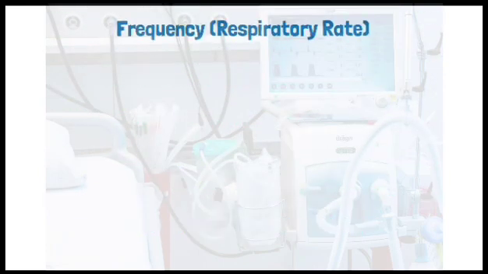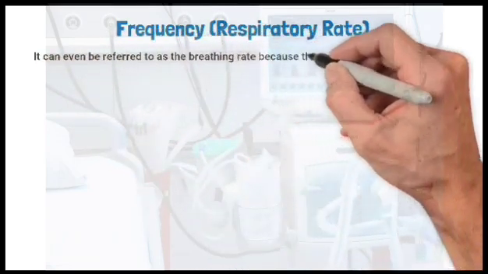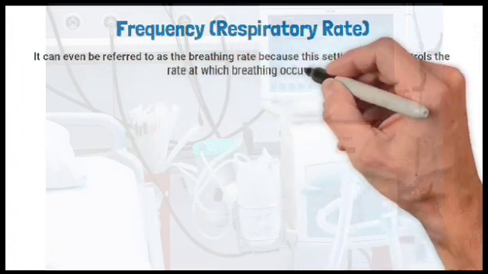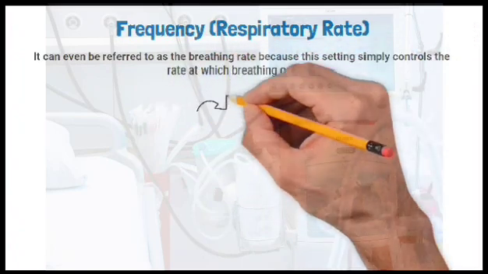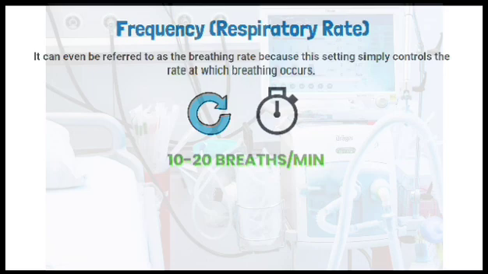Next, let's talk about the frequency, which is just the technical term for respiratory rate. Or it can even be referred to as the breathing rate because this setting simply controls the rate at which breathing occurs. It typically refers to the number of breaths that are taken per minute, and the normal range is 10 to 20 breaths per minute.